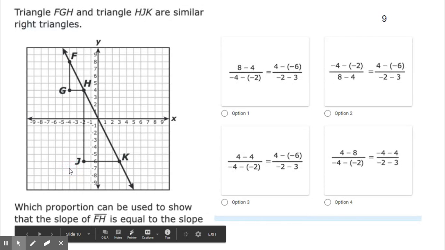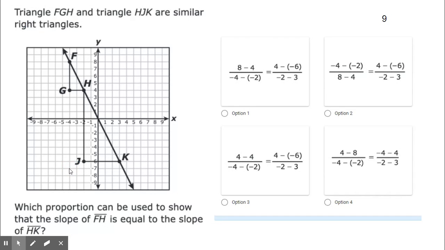All right. This to me is one of the hardest questions on the exam review. And since it's on here, I'm pretty sure there's going to be one like this on the semester exam because they wouldn't have put it on here if otherwise. Triangle FGH and triangle HJK are similar right triangles. Which proportion can be used to show that the slope of FH is equal to the slope of HK?